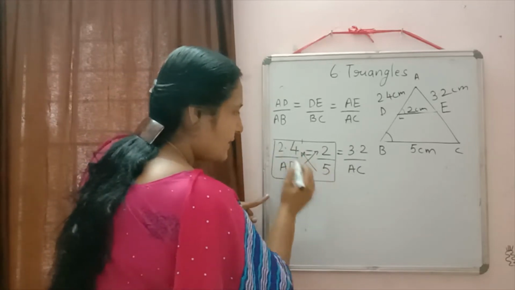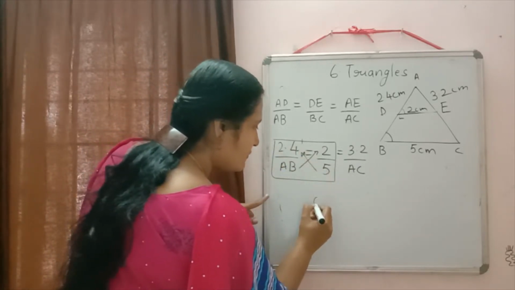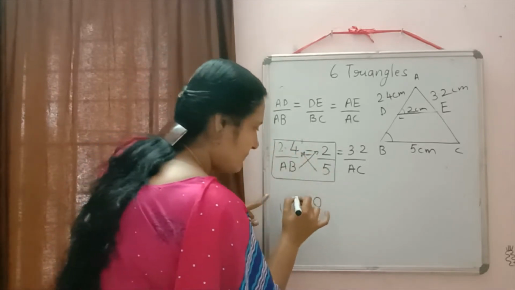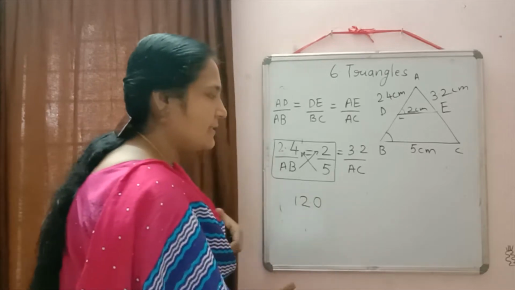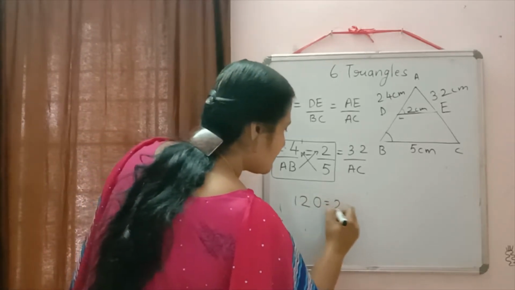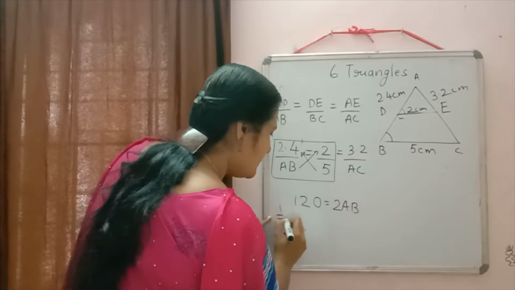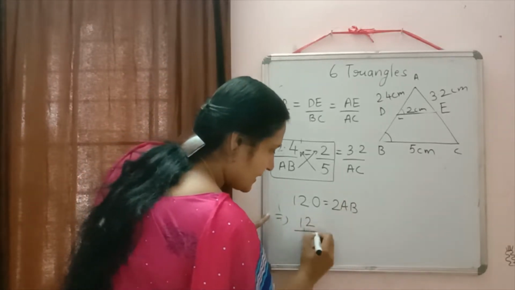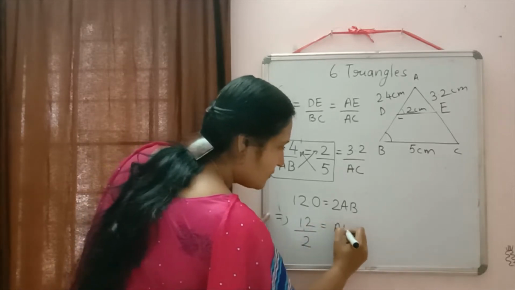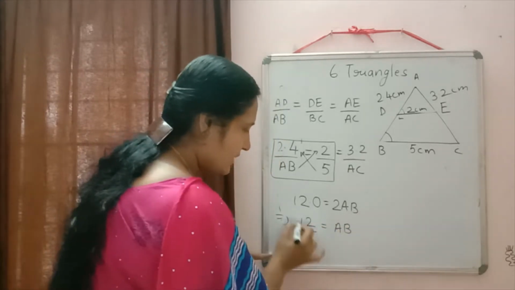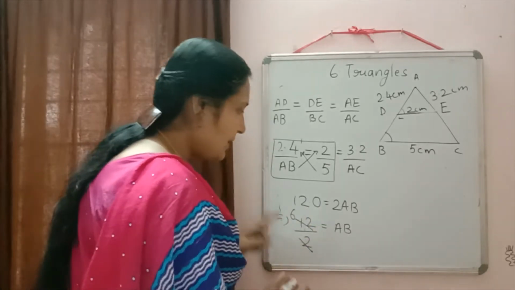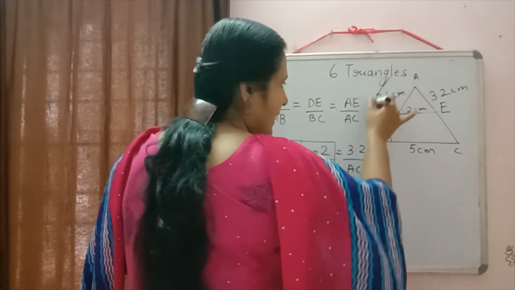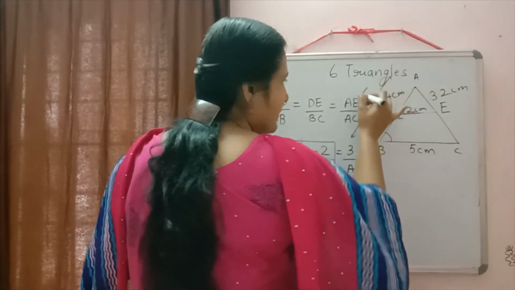So multiplying here, then what will come? Just to check there. 5 4s are 20. Carry over 2. 5 2s are 10. 10 plus 2, 12. So we are getting there 12.0 is equal to 2AB. 12.0 means that is 12 only. Now I will shift 2 to left hand side. Then it will be equal to 12 by 2 is equal to AB. So we'll cancel it. Then we will get AB is equal to 6. So what we got here? Total length AB is equal to 6 we got there.